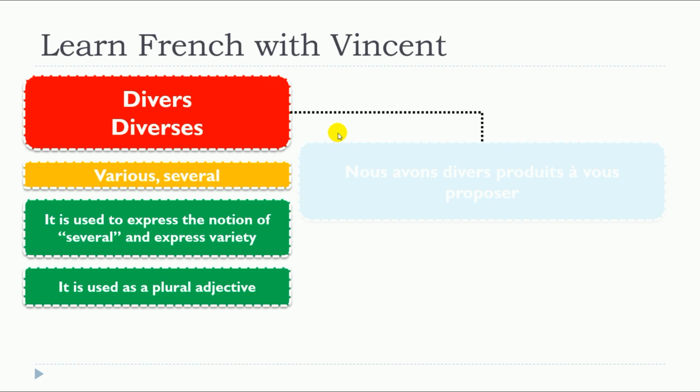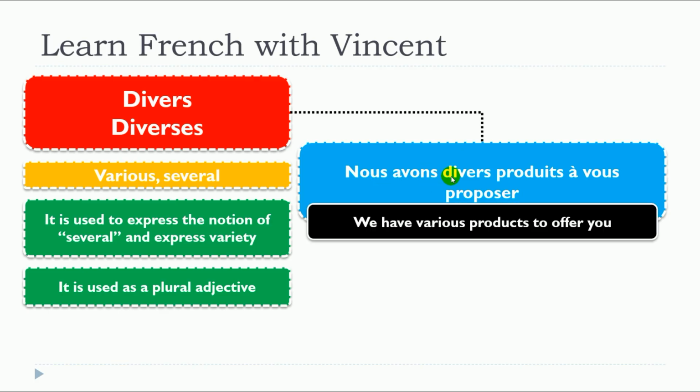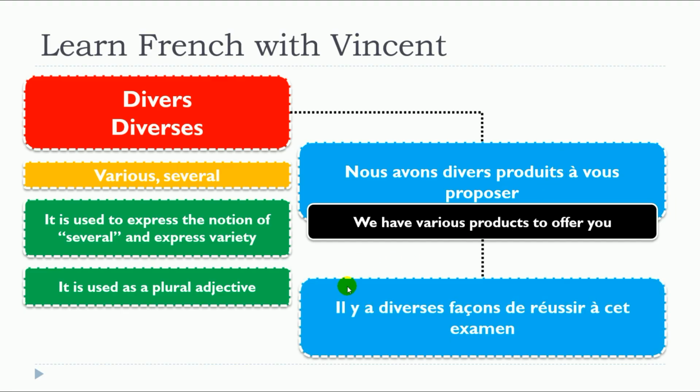So let's have some examples. Nous avons divers produits à vous proposer. So as you can see, divers here is used as an adjective. It's connected to produit. Produit is a masculine noun. As we saw, it's the plural form. So divers will be masculine plural. Divers produits.